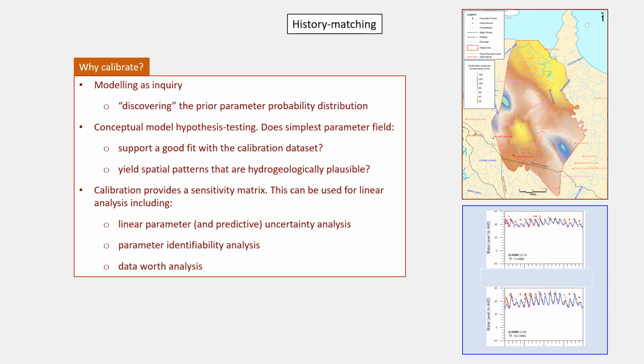Another nice thing about calibration is that as a byproduct of the process, we obtain a sensitivity matrix, a Jacobian matrix, and this can be used as a basis for linear analysis. Linear analysis is easily implemented using tools available through the PEST and PyEmu suites. We can do things like parameter and predictive uncertainty analysis, parameter identifiability analysis, data worth analysis, and other things once we have that sensitivity matrix. So calibration gives us good things.